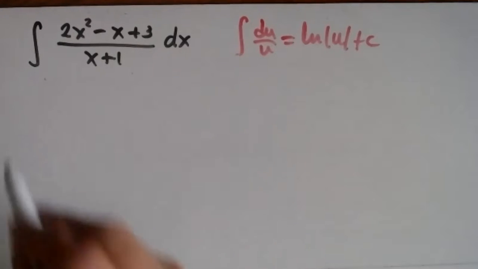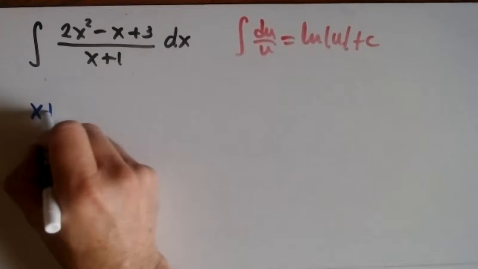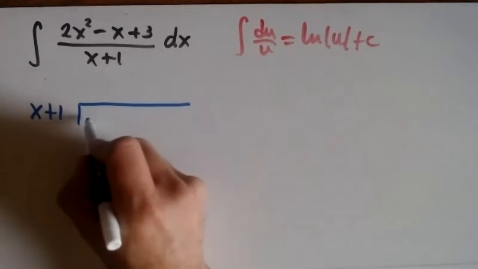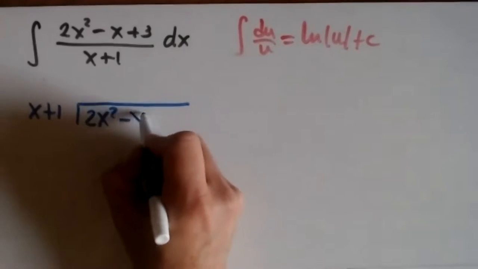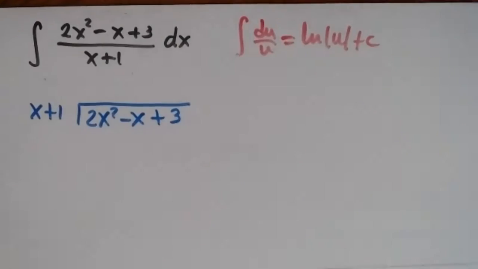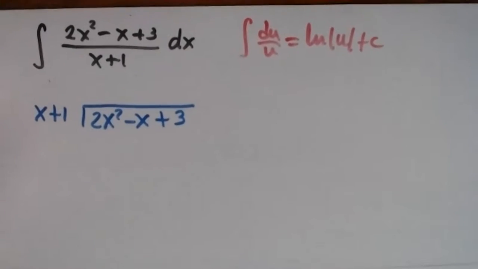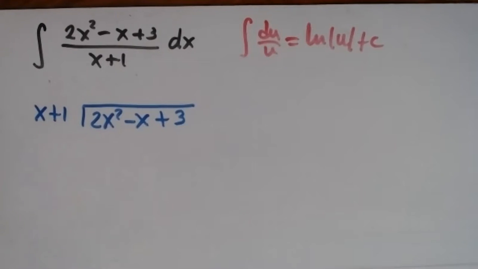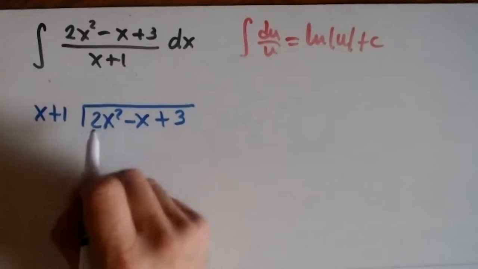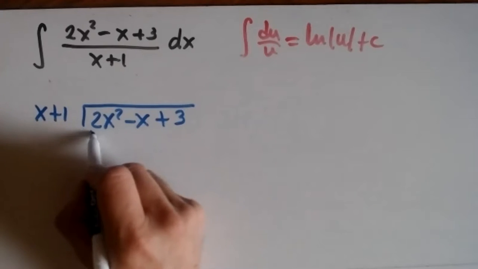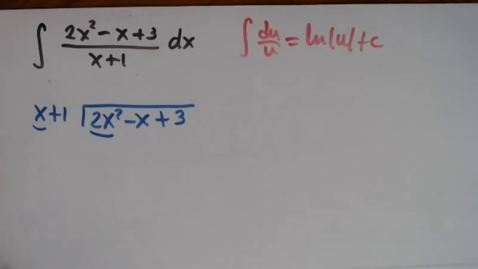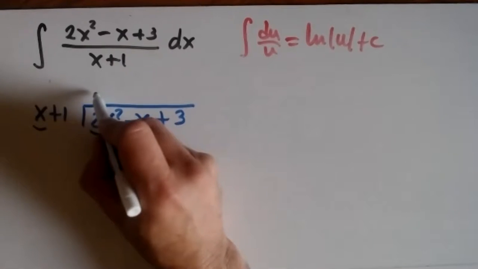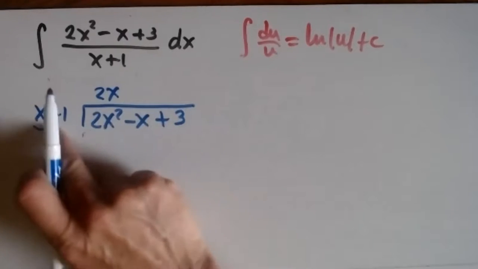Okay, let me just take x plus 1 dividing 2x squared minus x plus 3. Now, you remember how to do these divisions, right? Well, that's the situation. The first one, I divide this by this. 2x squared divided by x is 2x. I write it here at the top.